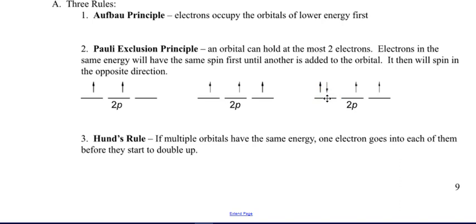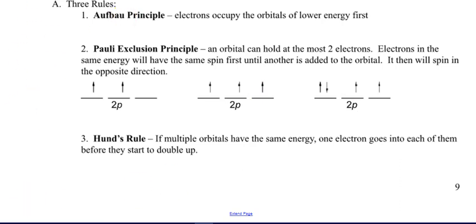And finally, we have something called Hund's rule. If multiple orbitals have the same energy, 1 electron goes in each of them before they start to double up. And this is kind of showing it too. So these are all in the same 2p energy level. This one gets its own room, this one gets its own room, this one gets its own room, but when I get my 4th, 5th, and 6th electron, they have to double up. So that is your basic rules.